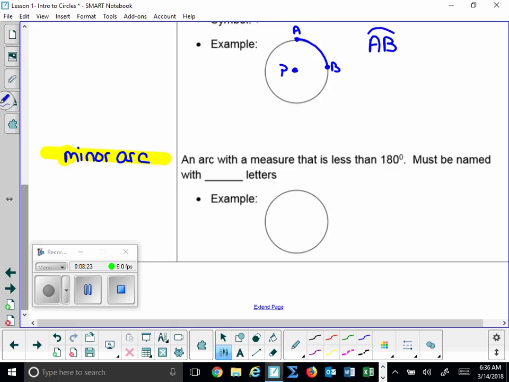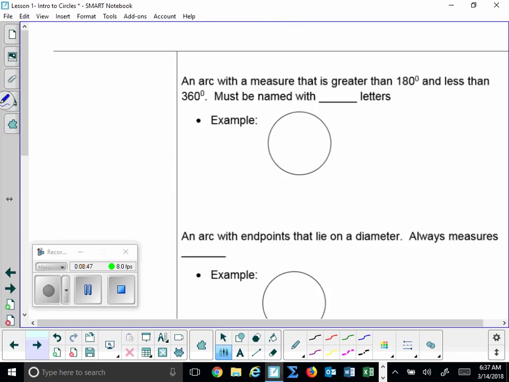A minor arc has a measure of less than 180 degrees, and you must name it with two letters. So let's have circle P again. I'm going to put M and N just because I'm tired of A and B. MN is a minor arc. We also have major arcs.